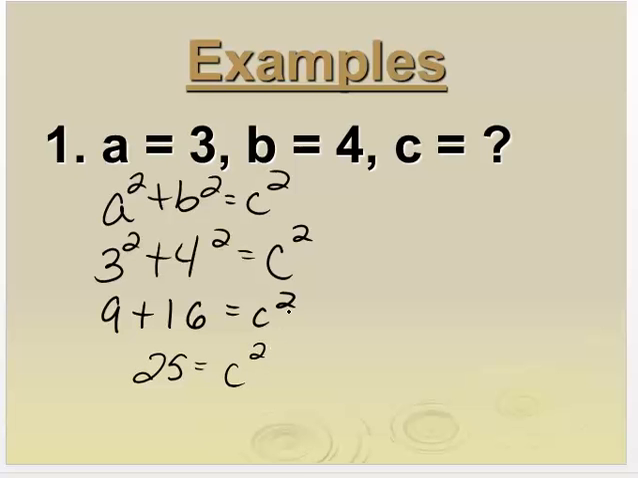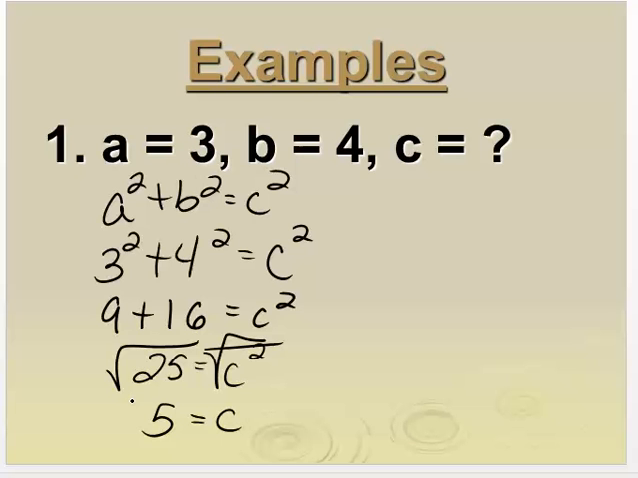To undo a squared, we use our square root, and I must do the square root of both sides, and C is 5. Again, because we're finding lengths of sides, we only want the principal or the positive square root of 25, so we're not going to use our plus or minus, we're just going to use the positive 5.